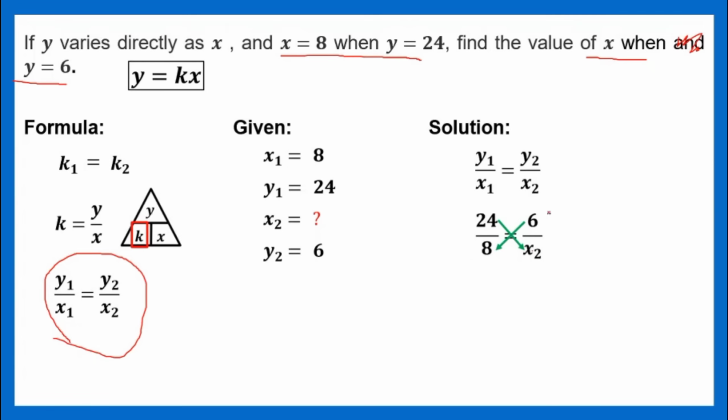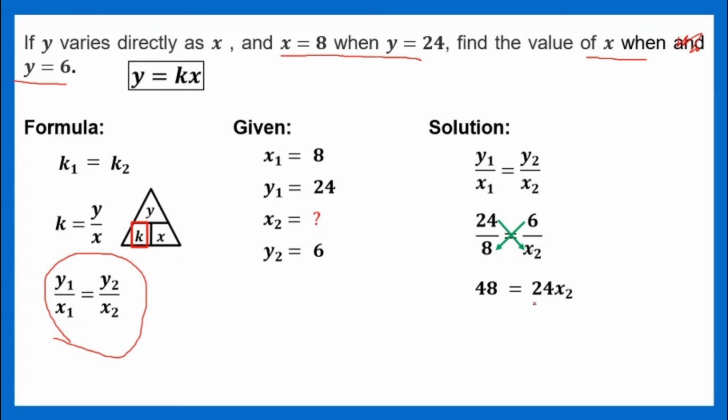Ito yung common mistake kapag nag-multiply. So, kapag multiplying fractions, don't ever cross multiply. Kapag multiplying fractions, numerator by numerator, denominator by denominator. So, nangyayari lang ang cross multiplication kapag proportion. So, this is proportion, right? Direct variation. Proportion yan, kaya nagka-cross multiply tayo. So, multiply natin. 6 times 8, that's 48. That's equal to 24 times x sub 2, that's 24x sub 2.